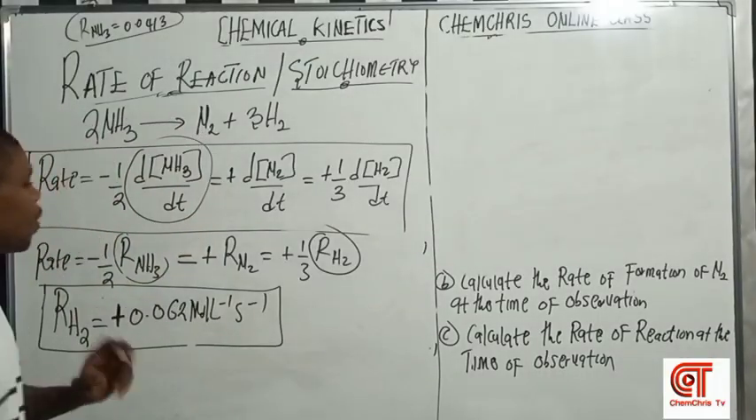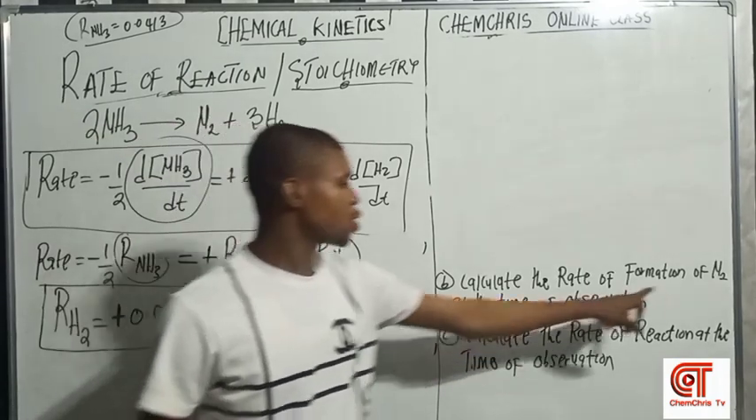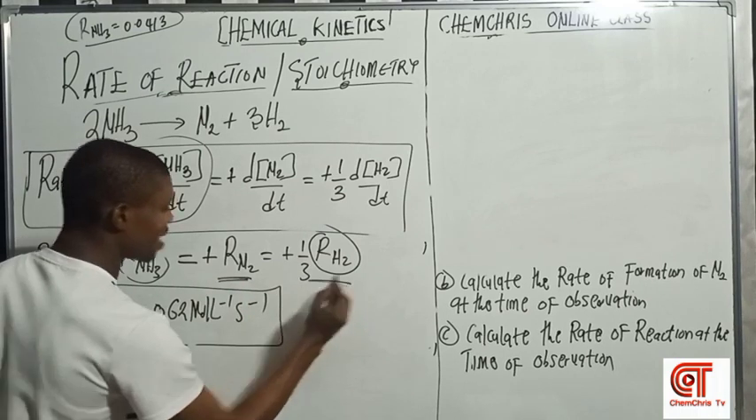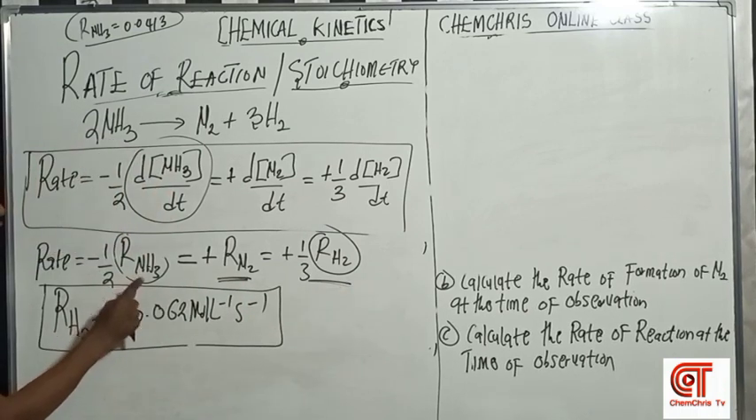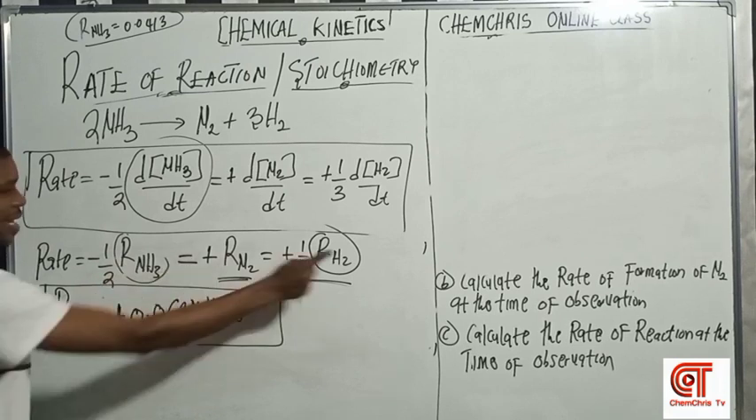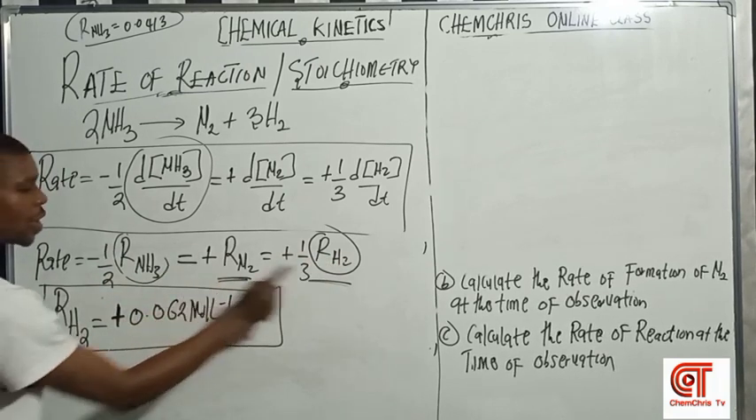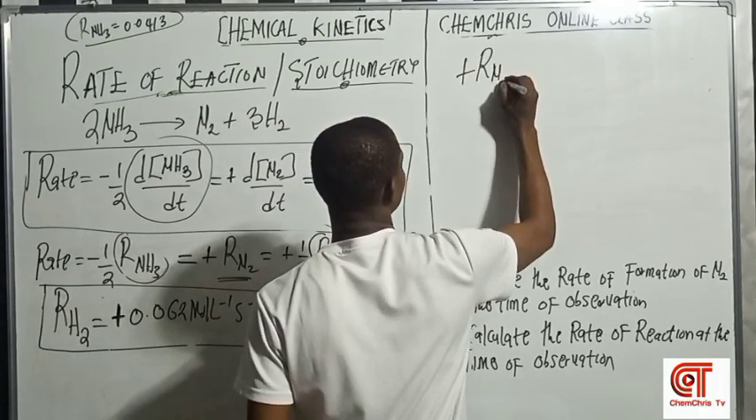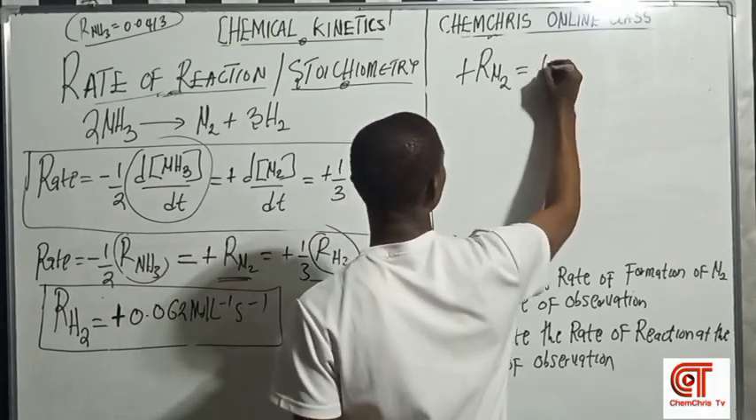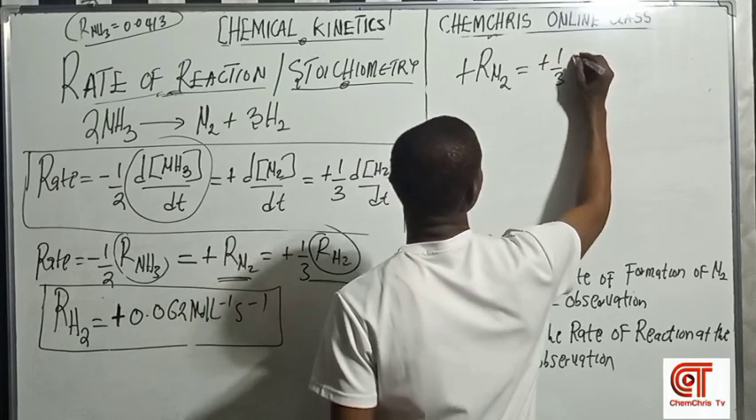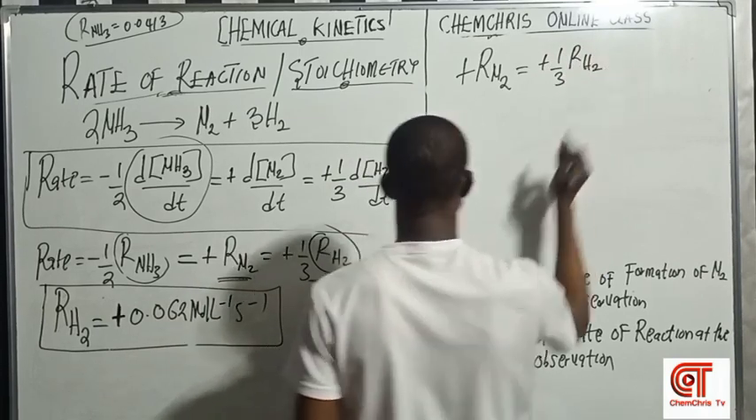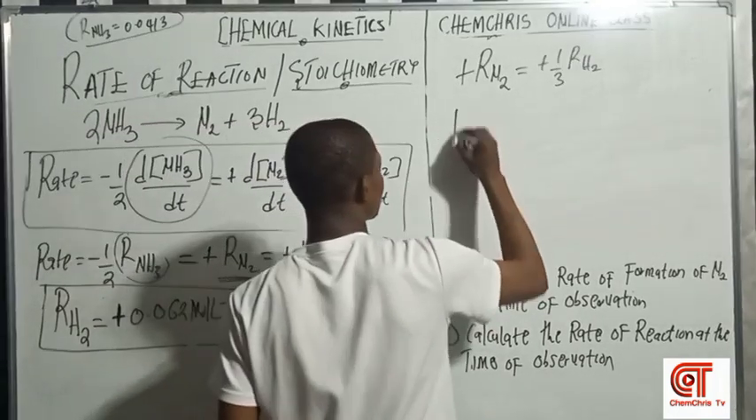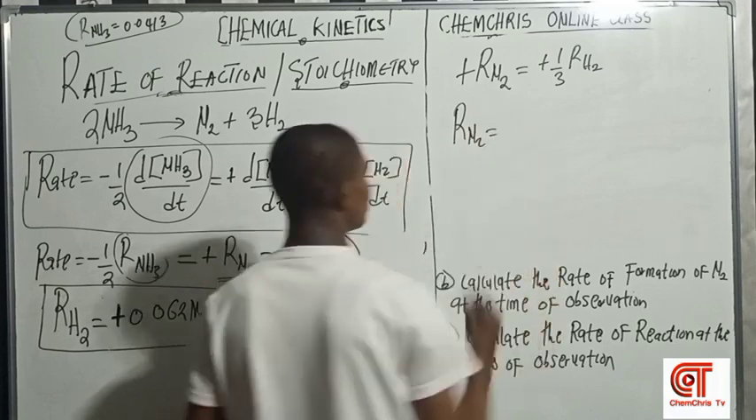So now let's look at B. You say calculate the rate of formation of N2. So you're going to equate this guy and this guy. Now remember when we calculated the rate of NH3, we equated this guy and this guy here, right? Now we're going to equate these two things here. So it's going to be plus, RN2 equals plus 1/3 RH2, right? You already know this one, so it's very easy, easier than the other one we have done.